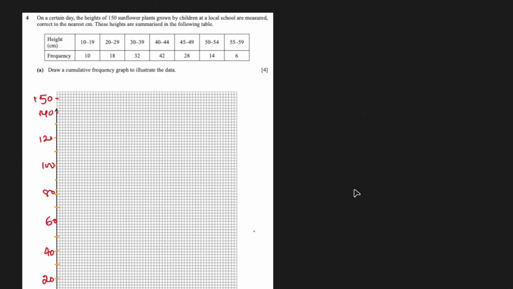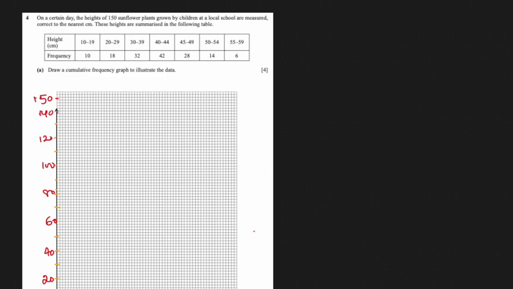Question number 4. On a certain day, the heights of 150 sunflower plants grown by children at a local school are measured, and they have given grouped data. Draw a cumulative frequency graph to illustrate the data. And there are 2 things we need to do in this data.